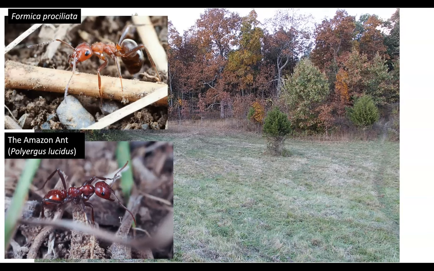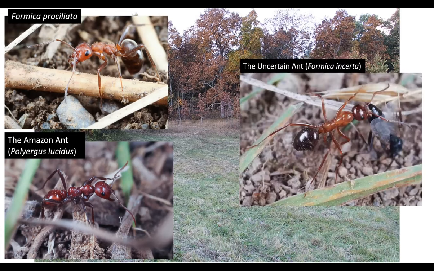And if it weren't for the farm doing the management, these two species, one being IUCN red listed, the Amazon ant, this Formica subintegra, is a new record for the Northeast. And it exists in these thin soil fields and pastures. Another ant that's characteristic of some of these fields, the uncertain ant, Formica incerta.